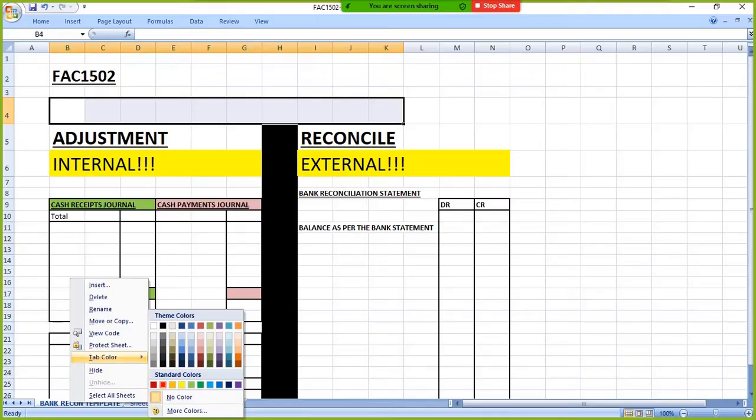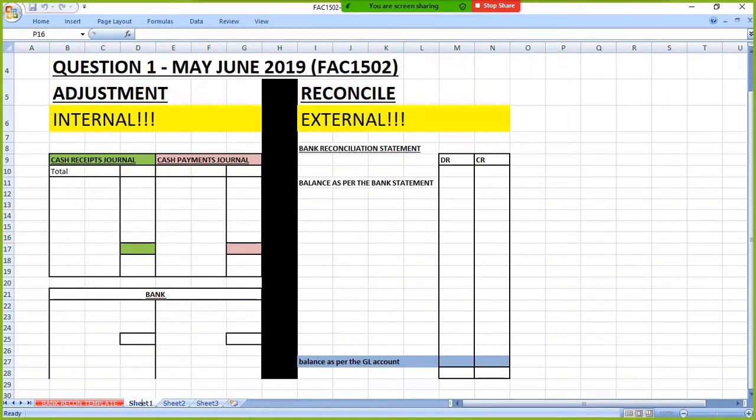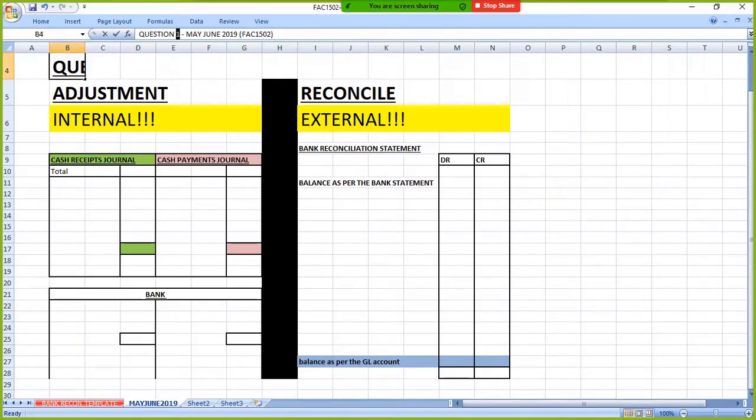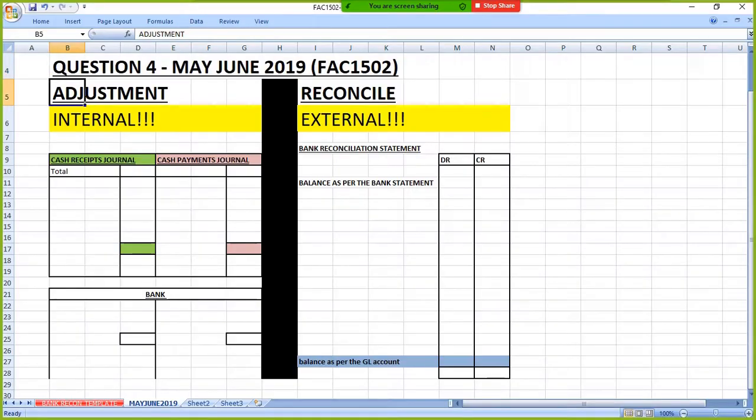I'll color code it red, and then we're looking at May/June 2019. That's the past paper that we're looking at. So this is what I've got. Question 1, it's actually question 4, May/June 2019. There's my template. And you can have this when you are doing the online assessment. Have this on a separate laptop or a tablet or somewhere, so at least you've got the template ahead of time and you're not stressing about the template.